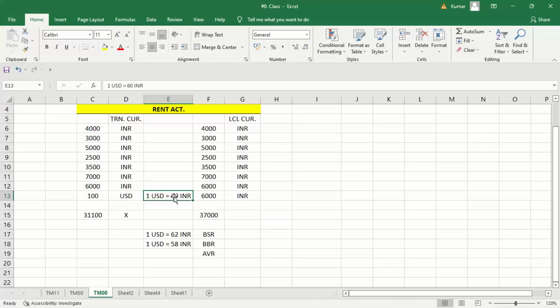Why? Because I'll tell you. Now here, which rate is going to be specified? The question is, which rate is going to be specified, bank buying rate or bank selling rate? Someone tell me, guys, which rate is supposed to be specified, 62 or 58? And you have to give the logic. Does anyone have any logic? Can we specify the bank selling rate, guys?